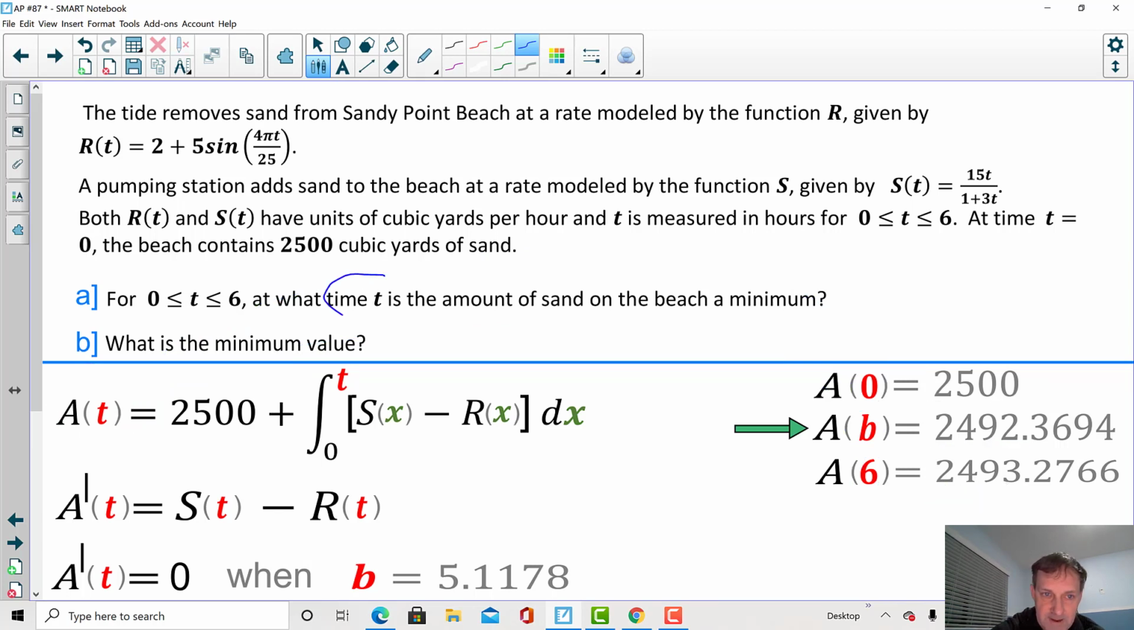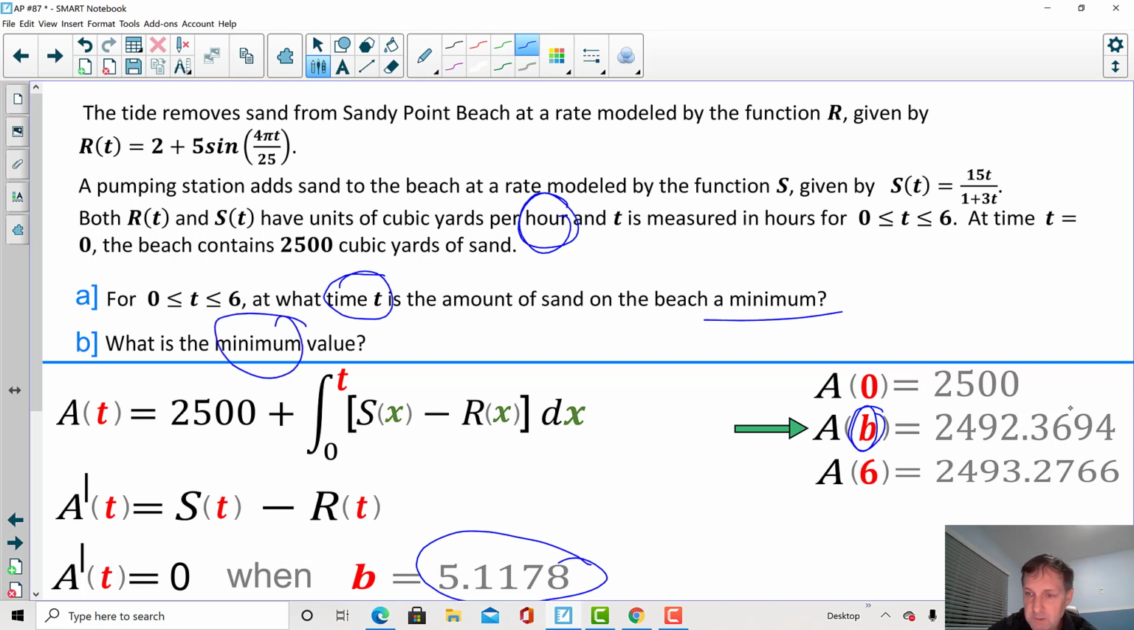Again, we are looking for the time when there's a minimum. So the answer would be the time for that first part. So this would be the answer. The units for that would be hours. So it'd be 5.117 hours. And then part B says, what is that minimum value? So the answer for part B would be this number right here, 2492.369. And that's pretty much it.